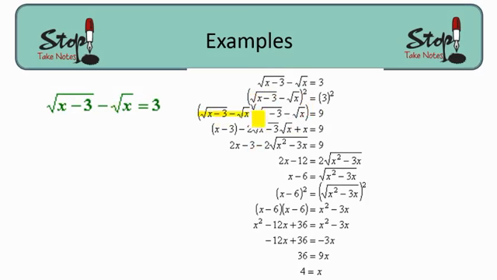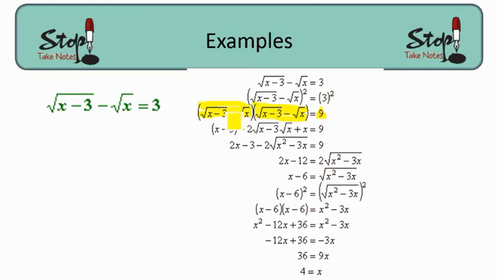So we're going to take the square root of x minus 3 minus the square root of x, and we're going to times it by itself: the square root of x minus 3 minus the square root of x. We also make sure that we square the other side, and we get 9.